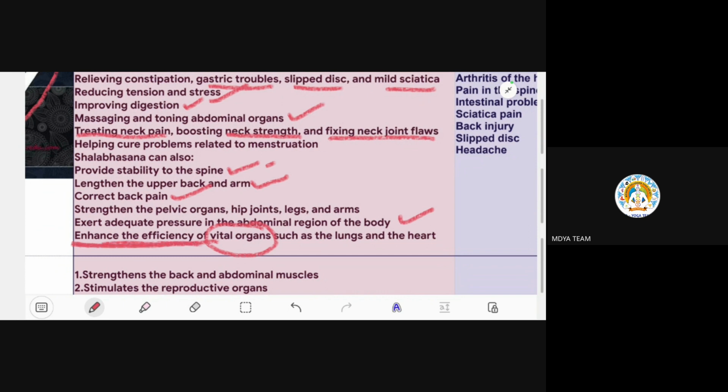What are the vital organs? The major vital organs are the heart, lungs, brain, and what else? Liver, right?